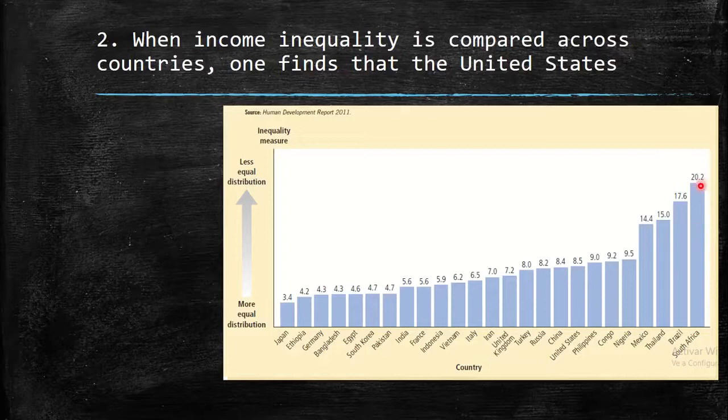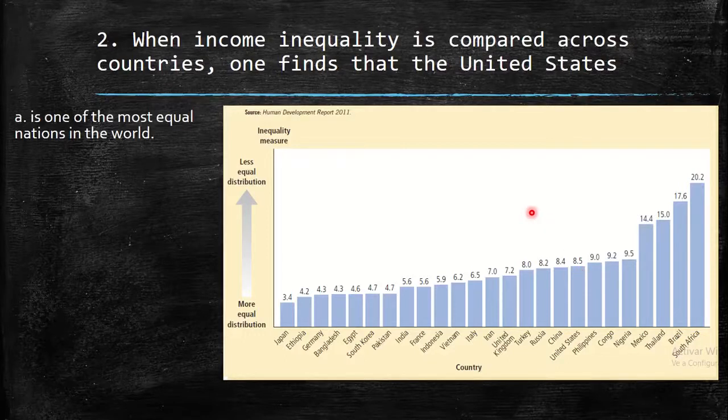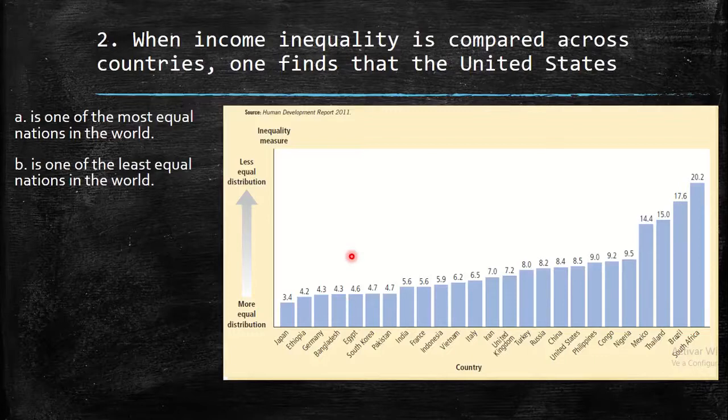Then you have here, this should be 20.2, so South Africa, and the United States we can locate here with 8.5. Then, is it one of the most equal nations in the world? I would say that we would have to be among the five most equal ones. The other option is one of the least equal nations in the world. Well, that should be if we were in these last ones. So maybe it's not the case.